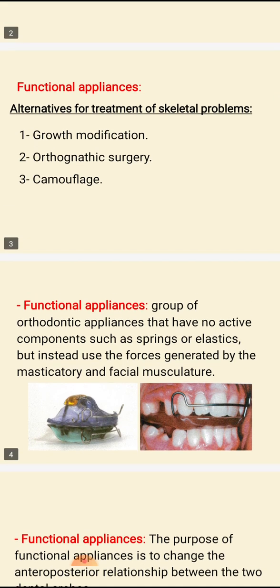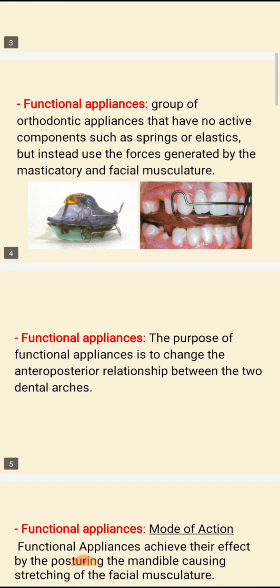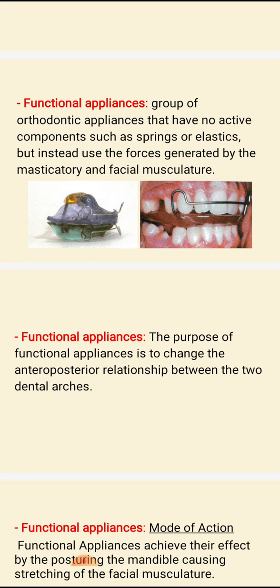Functional appliances are commonly used to treat class 2 malocclusion. So they are used to reduce the overjet. So the purpose of the functional appliance is to change the anteroposterior relationship between the two dental bases.